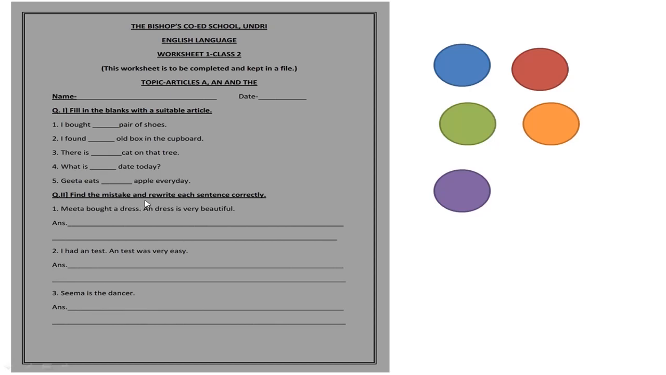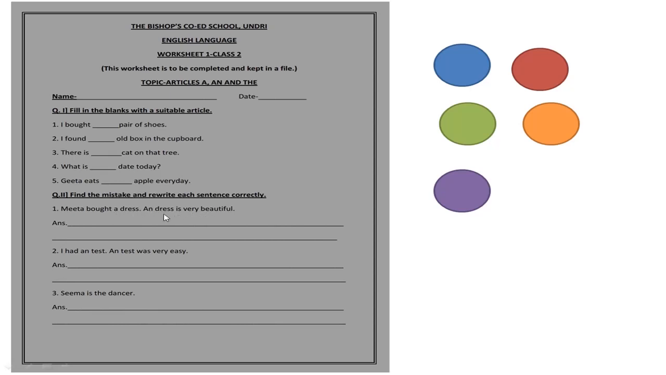Find the mistake and rewrite each sentence correctly. Okay, now let's find some mistake here. I'll just read this sentence and you listen to it carefully. And if you find something which is not correct, just note it down. Okay. Mita bought a dress and the dress is very beautiful. Now, Mita bought a dress, any dress. Okay. And now she is referring to this dress. This dress was beautiful.